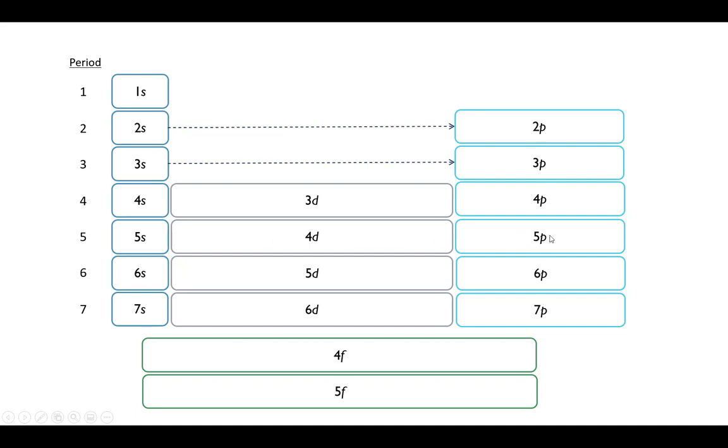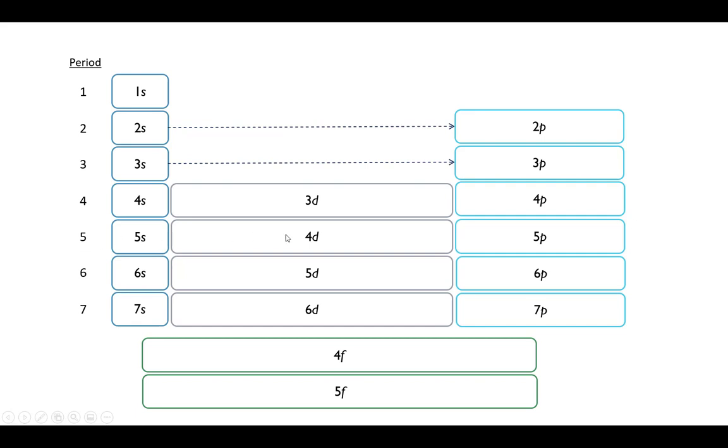So a thing to note real quickly is that for the s block, the subshell number matches the period number. So these are 1s in period 1, 2s, period 2, 2p, period 2, 3s, 3p, period 3. For the D block elements, the subshell number will always be one behind the period number. So in row 4, period 4, these are the 3Ds.